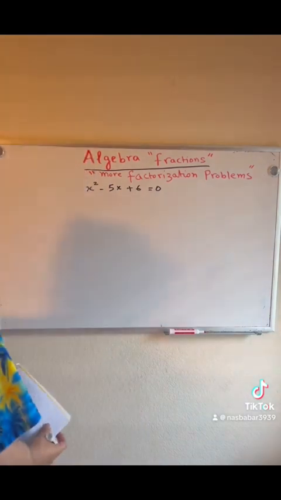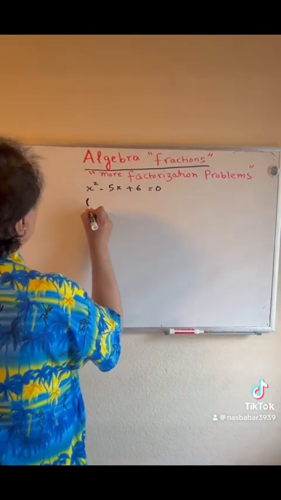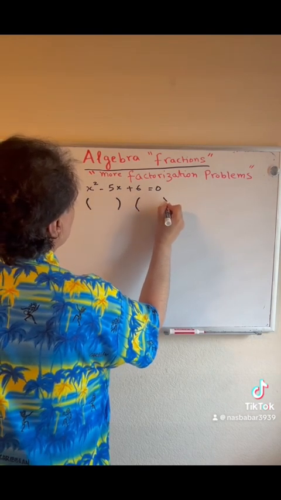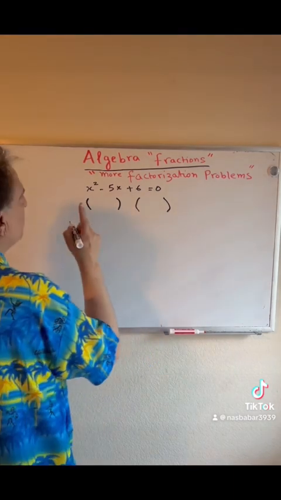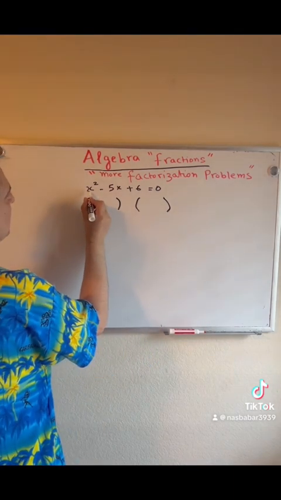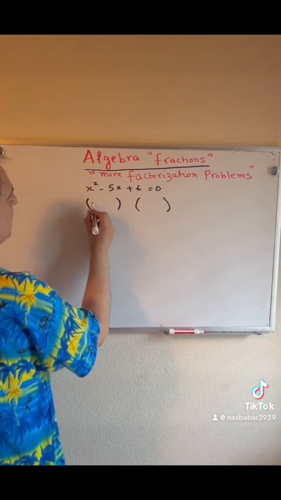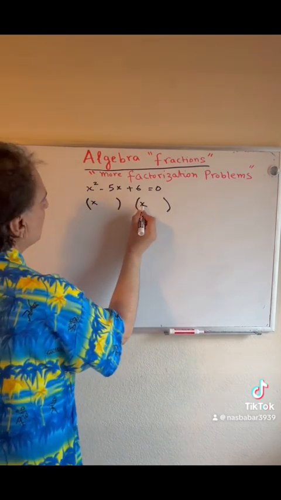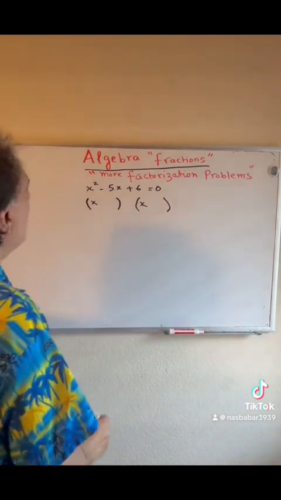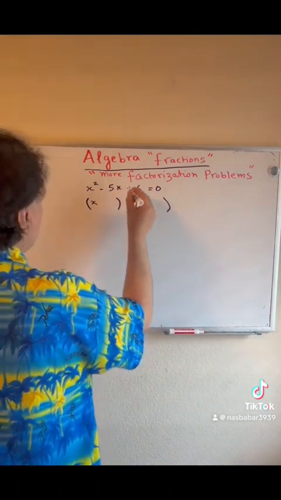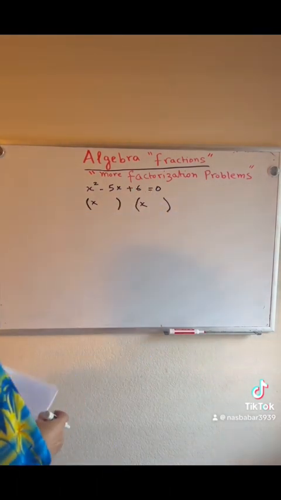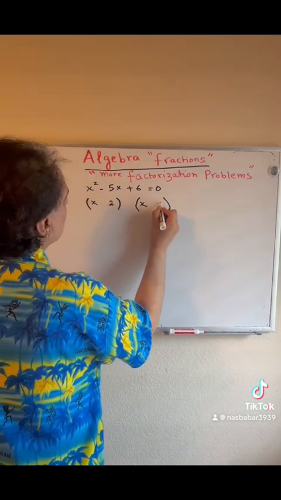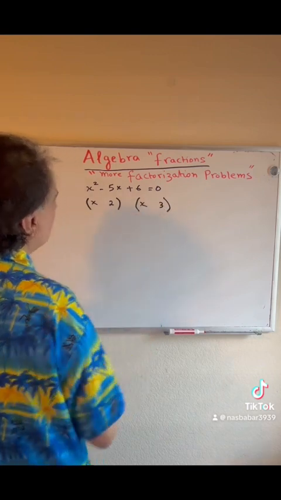The way I do it, I put two brackets right here. First, I need to find two variables which, when I multiply them, I get x squared. So I put x here and x here, because x times x is x squared. Now I have to find two numbers which multiply to give 6. I choose 2 and 3, because 2 times 3 is 6.